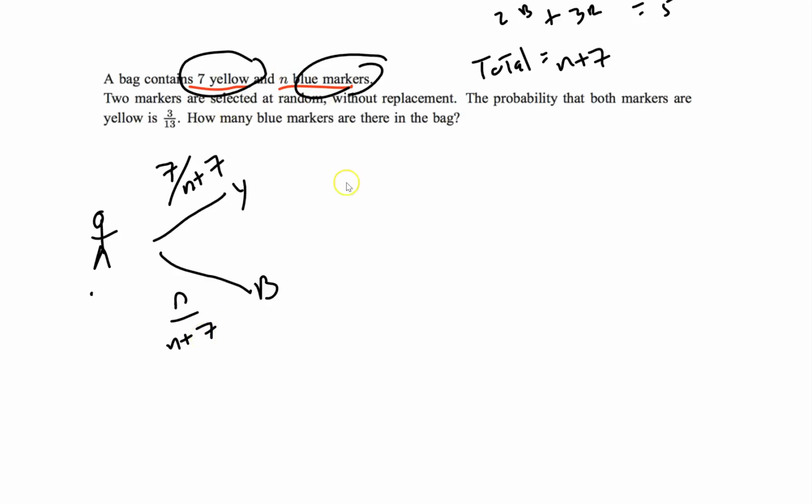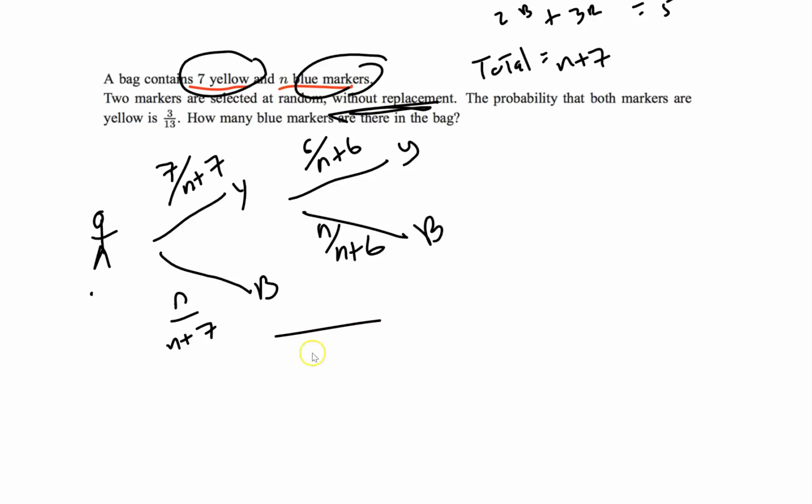Once you do that, you select another marker, so you can either get another yellow or another blue. Now notice it says without replacement, so they don't put it back. So odds of getting yellow, well, you picked yellow the first time, so there's only 6 now. And you take 1 off the bottom. It's not as bad as it looks. n plus 7 minus 1 is n plus 6. Odds of getting blue, well, you didn't pick blue the first time, so it's still n over n plus 6.